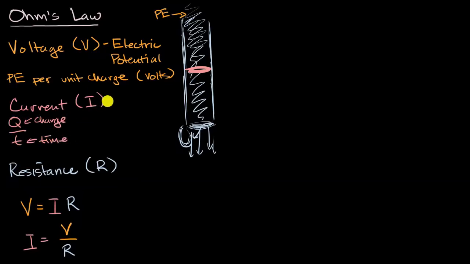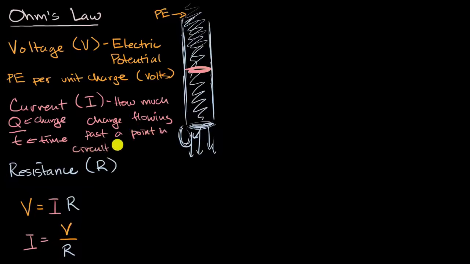And intuitively you could say how much charge is flowing past a point in a circuit in, let's say, a unit of time. We could think of it as a second. And so you could also think about it as coulombs per second, charge per unit time. And the idea of resistance is something that could keep that charge from flowing at an arbitrarily high rate.